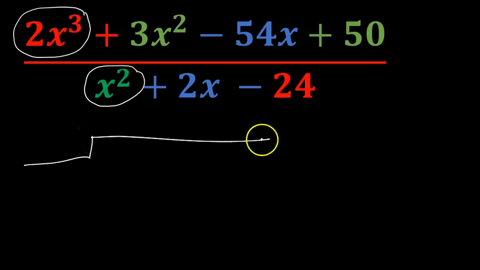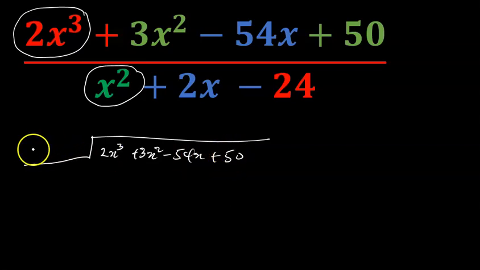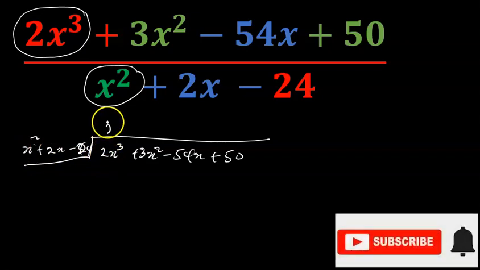So that we have 2x raised to power 3 plus 3x squared minus 54x plus 50, divided by x squared plus 2x minus 24. So x squared in 2x raised to power 3, I'm left with 2x. 2x times x squared, you have 2x raised to power 3. 2x times 2x, that's plus 4x squared. And 2x times minus 24, that's minus 48x.